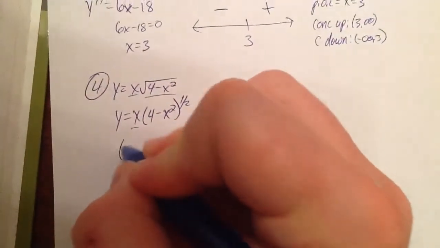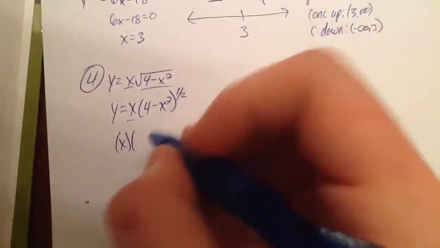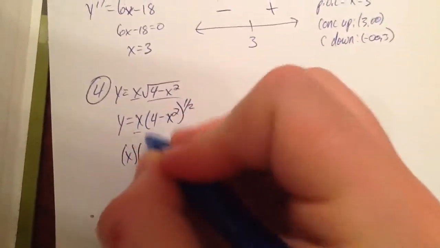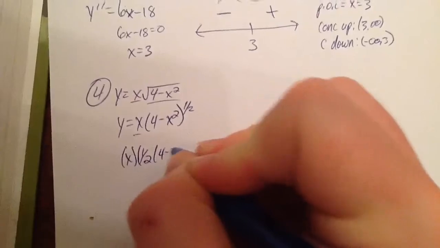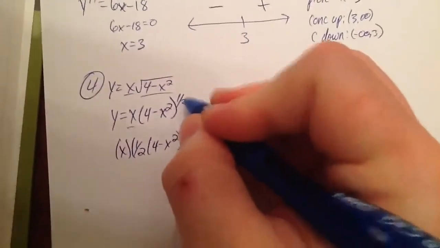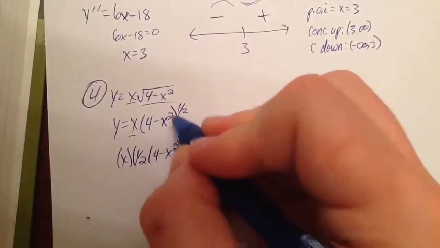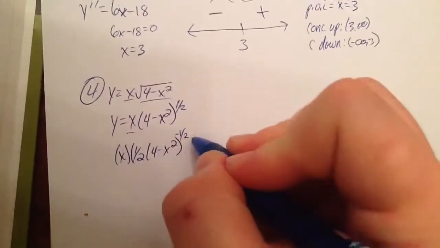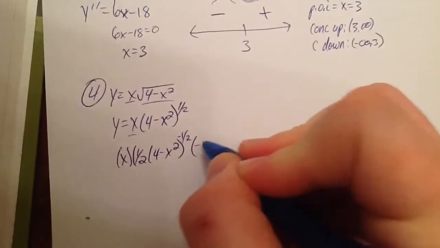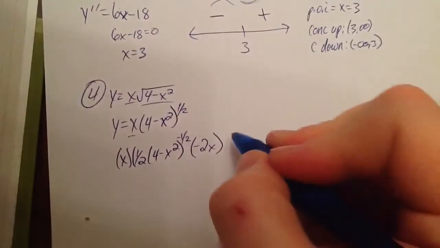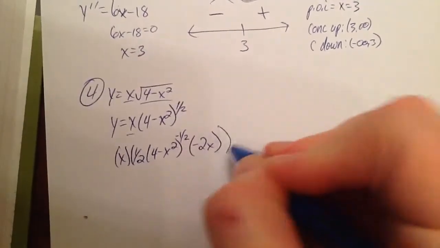And then product rule, so first one times the derivative of that. So I gotta bring the power down, subtract 1, so half is a half, and then chain rule, you gotta do times the derivative of the inside. So derivative of 4 is nothing, but that's negative 2x, and that's everything for that derivative.